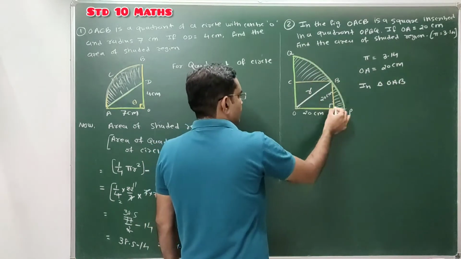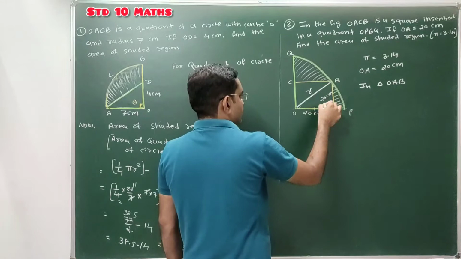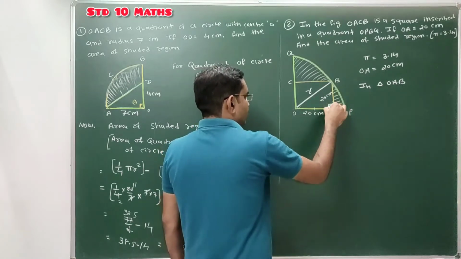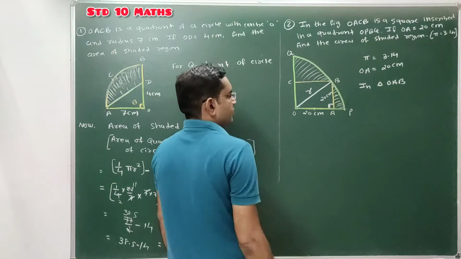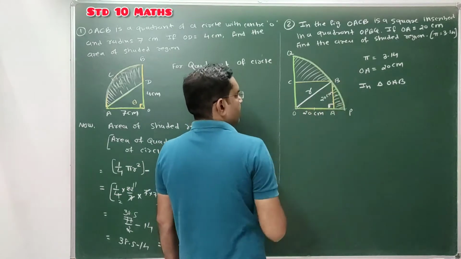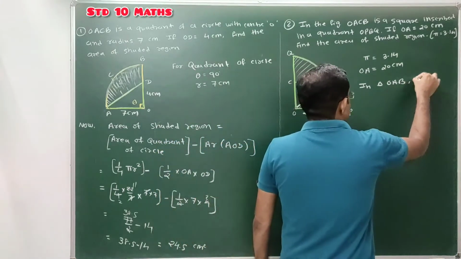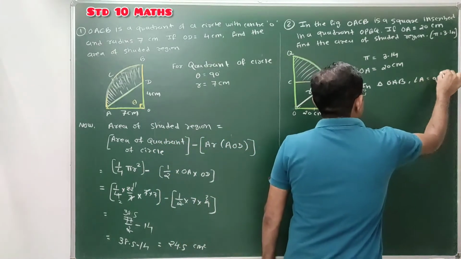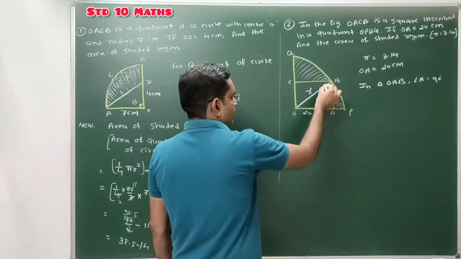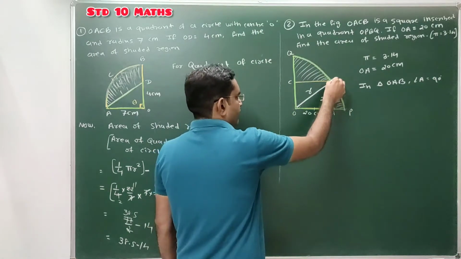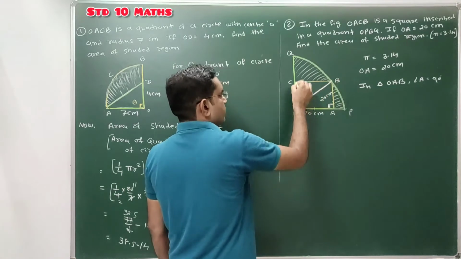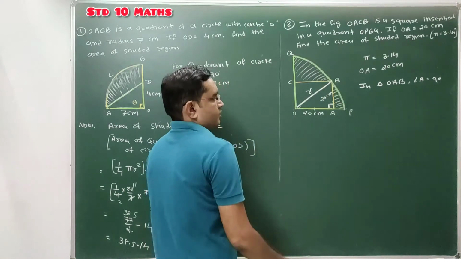So now in triangle OAB: OACB is the square. In square all sides are equal, so these two sides are equal, all angles are 90 degrees, so this is right angle. So we can consider this OAB as a right angle triangle, and that's why we are applying Pythagoras theorem, finding the hypotenuse of this right angle triangle, and that hypotenuse is nothing but the radius of this quadrant of the circle.